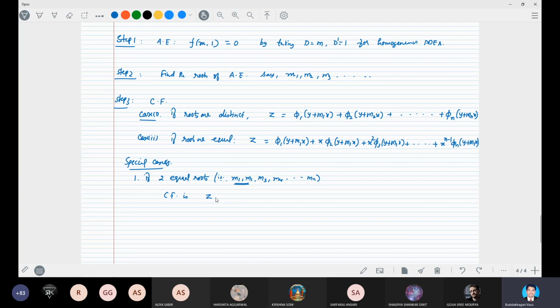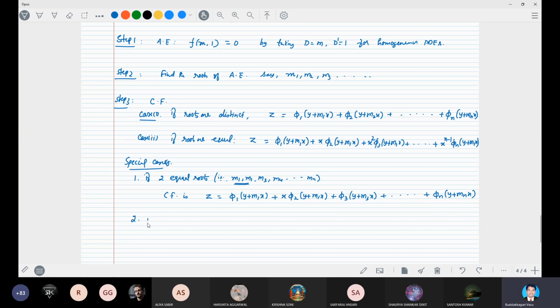So, that is equal to phi1(y plus m1x) plus x phi2(y plus m1x), very good, plus x square phi3(y plus m3x), right, plus so on, plus phi n(y plus mnx), right?